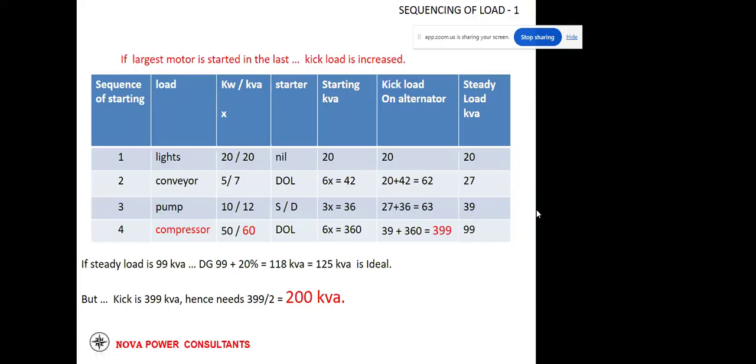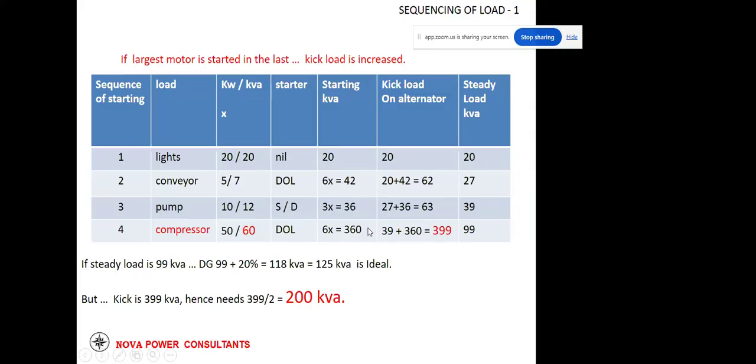Now look what happens. Fourth, I start the compressor. The compressor is 60 kVA, and the compressor motor also has a direct online starter. So it is going to take 6 times the demand during starting. So 60 into 6 is 360 kVA. Already 39 are working.